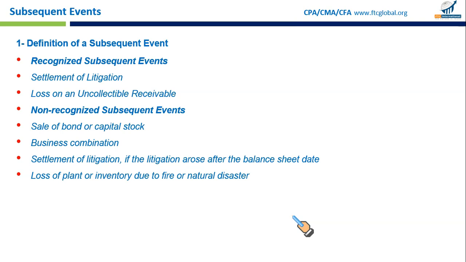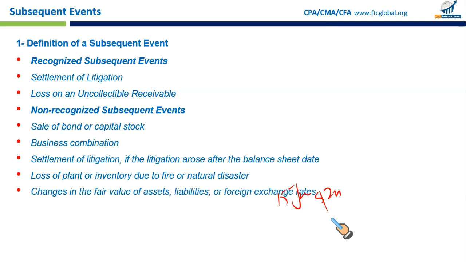Then we have loss of plant or inventory due to fire or natural disaster. If a building or inventory is destroyed after the balance sheet date, since there was no such condition existing on the balance sheet date, such events do not require any adjustment. However, you may disclose them. For example, a company's warehouse was destroyed on 15th of January and it lost maybe $2 million worth of stock which was uninsured. This event was nowhere present on 31st December, so it should not be recognized in the financial statement. However, we can use notes to explain this event.